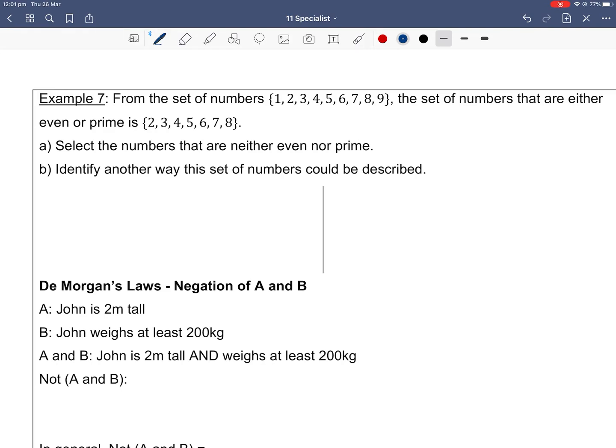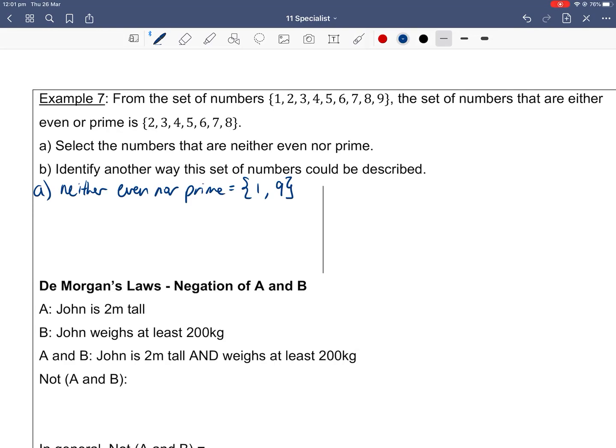Part A is saying, select the numbers that are neither even nor prime. So we're looking for numbers which are not even and not prime. The only two numbers which are not even and not prime from our set are 1 and 9. So neither even nor prime is the set of 1 and 9, because 1 is not even and it is not prime, and 9 is also not even and it is not prime.